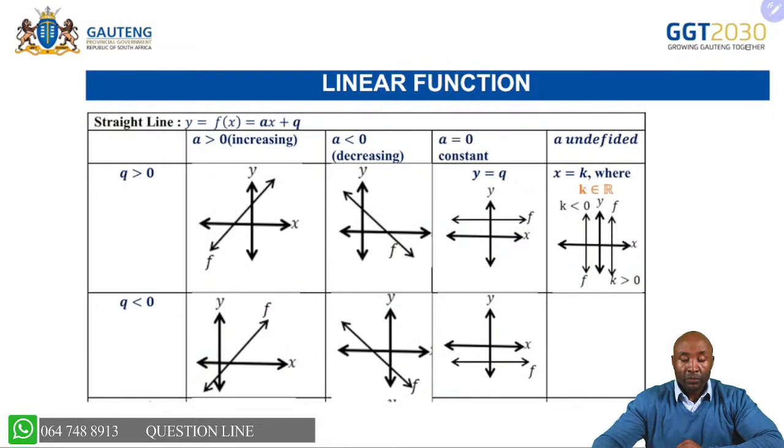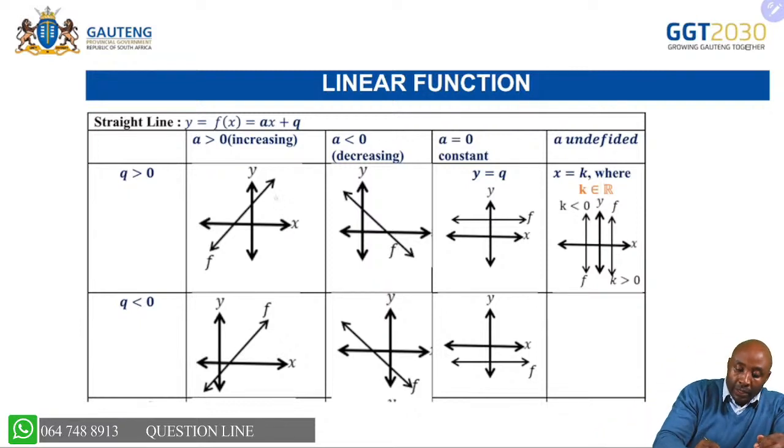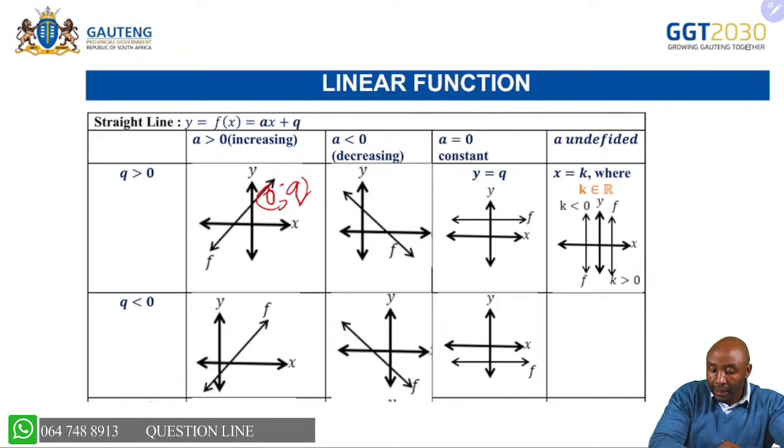These are the things that we will discover and we shall use whenever we are sketching a linear function. If we are given f of x is equal to ax plus q, like as we have seen in the previous question, if a is greater than 0, we know that it's positive. It means it's an increasing function. And if our q is greater than 0, it means our y-intercept will be (0, q), and the x-intercept will be a negative value there.